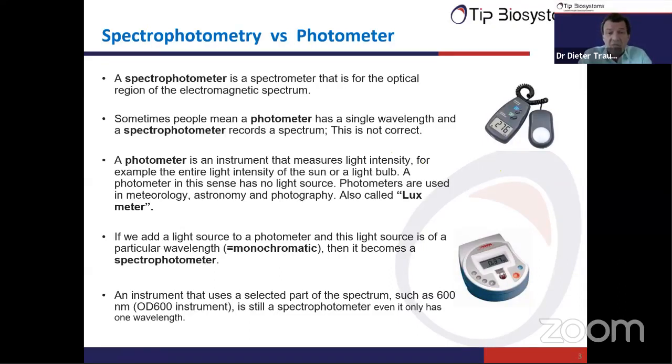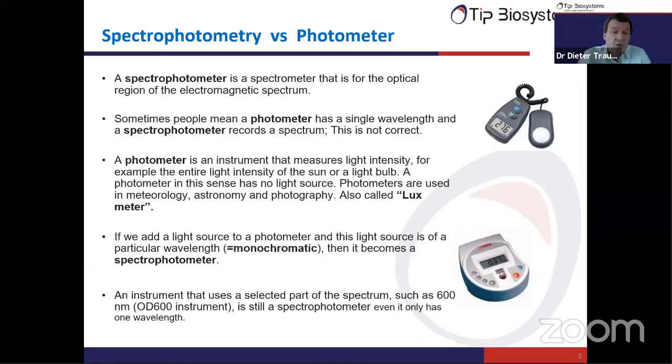So now, if we would add a light source to such a photometer, and if this light is of one particular wavelength, what we call monochromatic light, then it actually becomes a spectrophotometer. So the photometer will become just the light sensor.